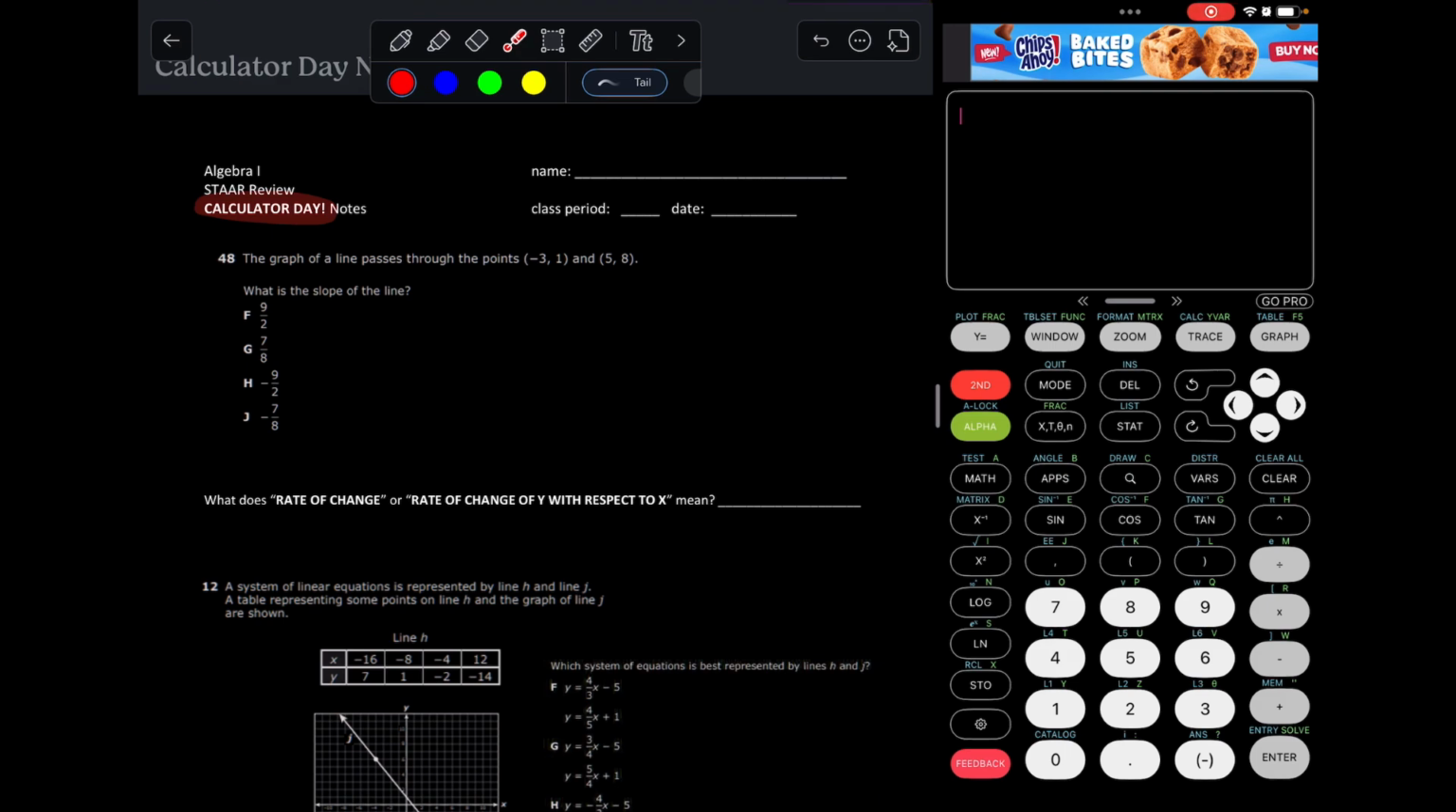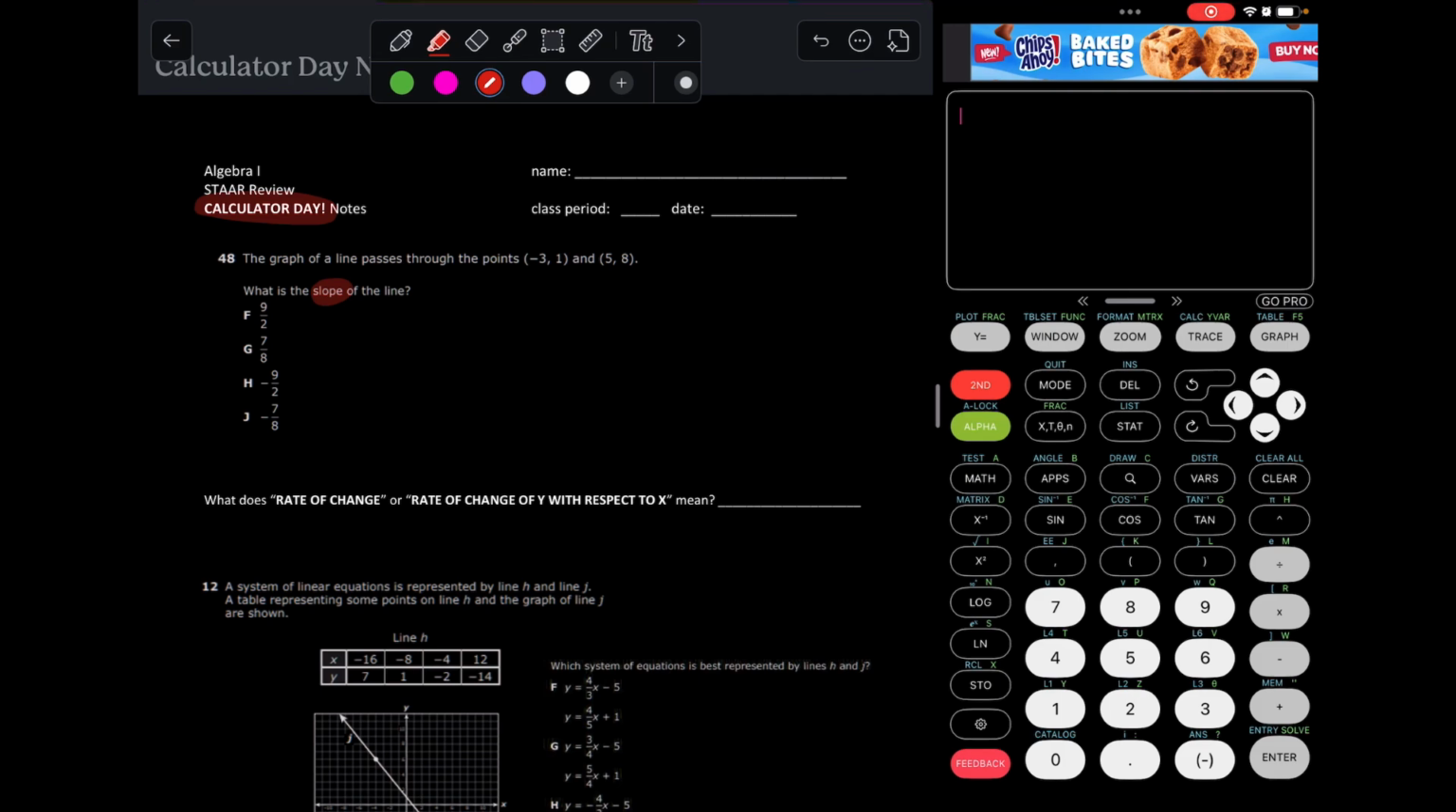And if you don't have one in front of you, you can go online, and there's a TI-84 online. Yeah, you can just look it up on Google. So for the first one, it says the graph of a line that passes through the points -3, 1, and 5, 8. What is the slope of the line? The key word here is slope. You are looking for the slope.